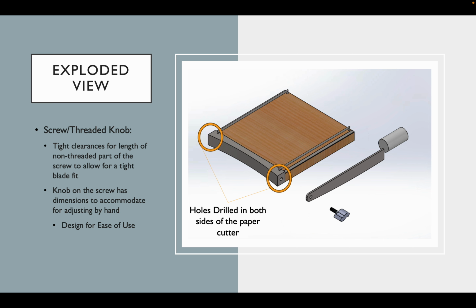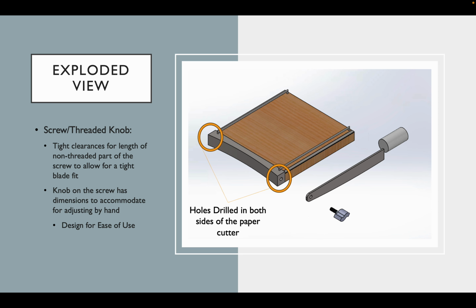Here's the exploded view of my assembly. So the threaded knob has tight clearances for the length of the non-threaded part of the screw to allow for a tight blade fit, and the knob on the screw has dimensions to accommodate adjusting by hand. So this is large enough to adjust just by twisting with your hand. This is a design factor I chose for ease of use, so you can use it without needing an external tool to unscrew the blade.